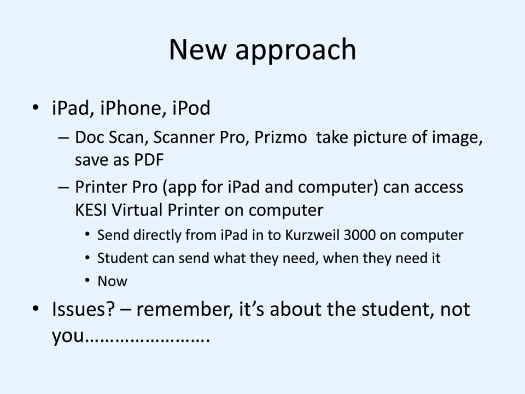So I take a snapshot of my worksheet, save it as PDF. I'm going to use Printer Pro to send it to my computer right into Kurzweil. It opens up in Kurzweil, and of course now you know what I'm doing in Kurzweil with it. What do I need it to do? Read it to me, highlight word by word, look up a definition of something, allow me to type on it, answer my questions. We're not even looking around for a scanner now.